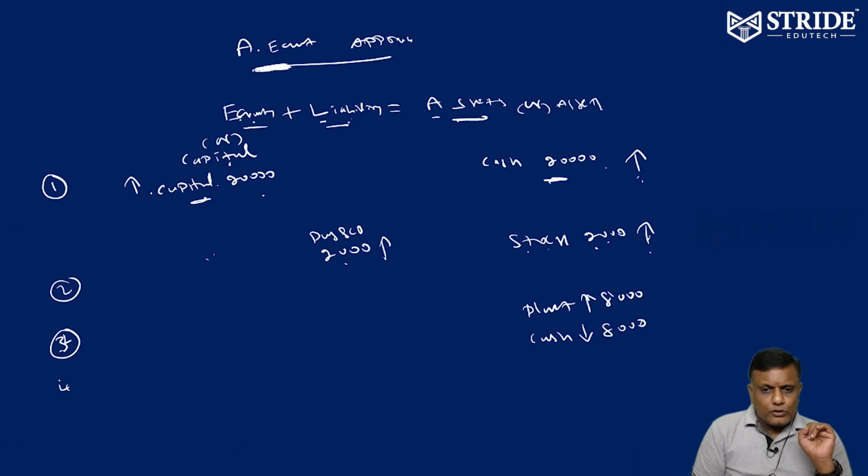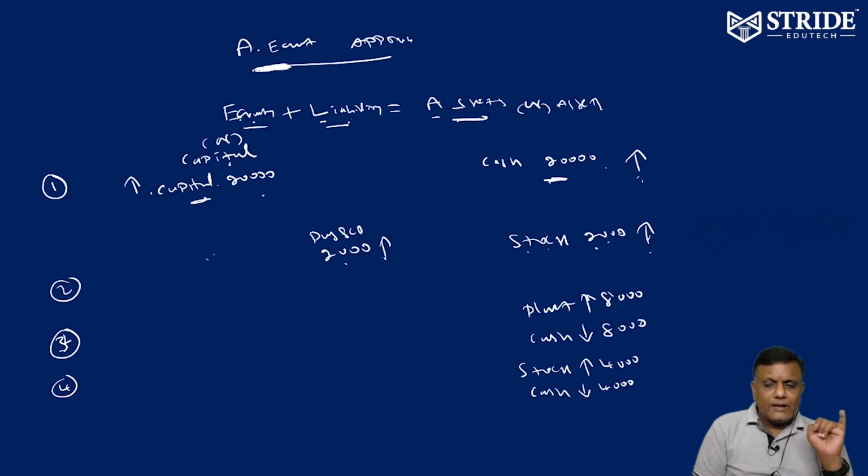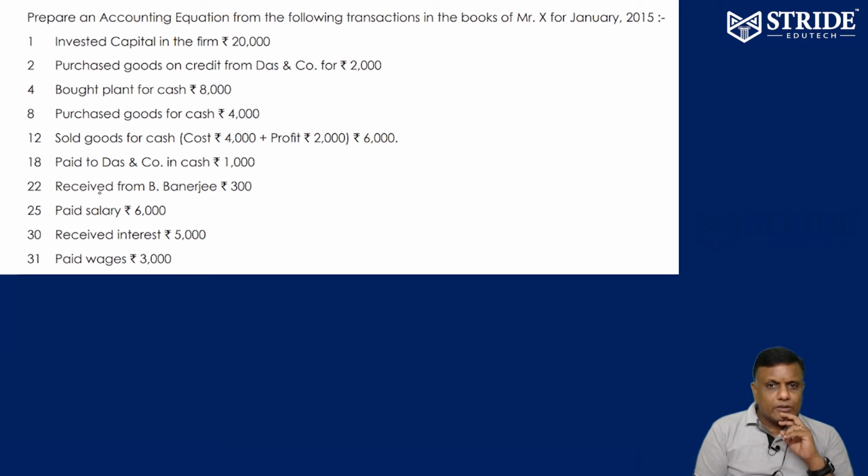So fourth entry, stock increases by 4,000. Asset increases. Cash decreases by 4,000. Asset increases by 4,000, cash decreases by 4,000. That's it. 12th date. Sold goods for cash.